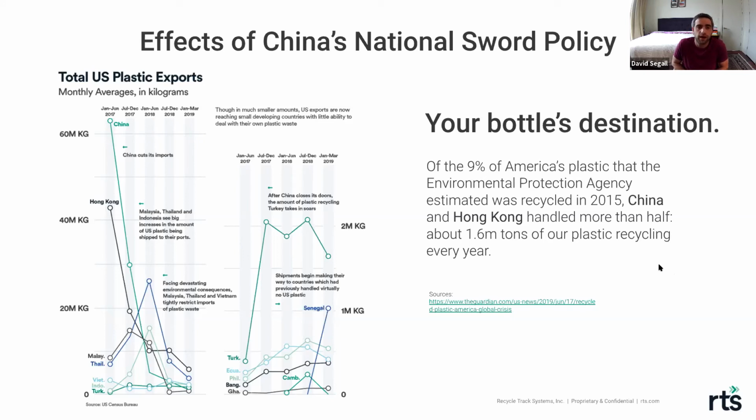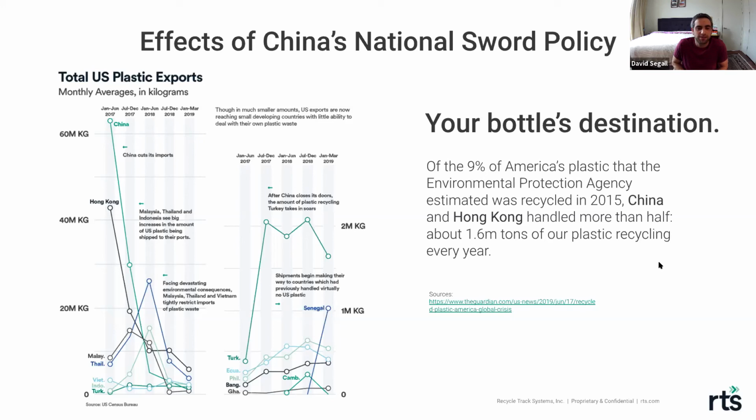So in terms of your bottle's destination, I pulled this wording from the Guardian article and I purposely kept it the way they phrased it. I think I changed it a little bit so I don't have to quote it, but I wanted to highlight something here because this is also a major source of confusion. The way the Guardian article phrased it is that of the 9% of America's plastic that the EPA estimated was recycled in 2015, China and Hong Kong handled more than half. We really have to parse this apart.